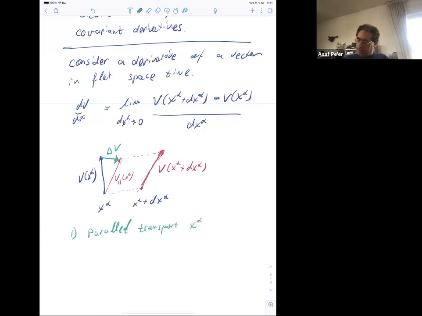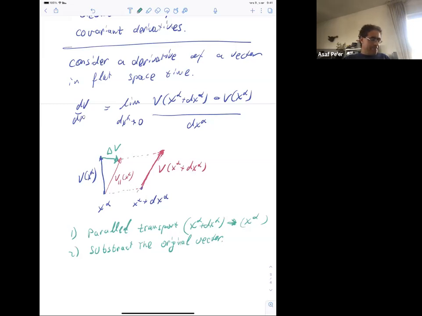From x alpha plus dx alpha to x alpha. And then the second step is to subtract the original vector. So you really did two steps. You might not have thought of it like that, but that's what you did.